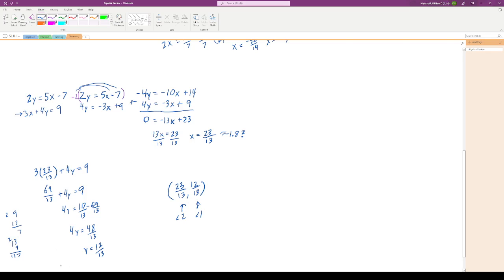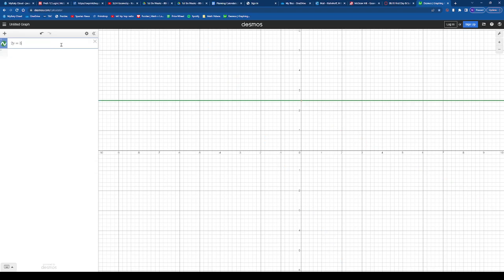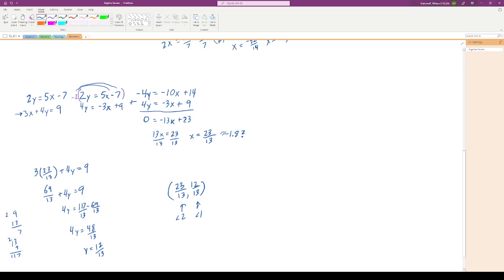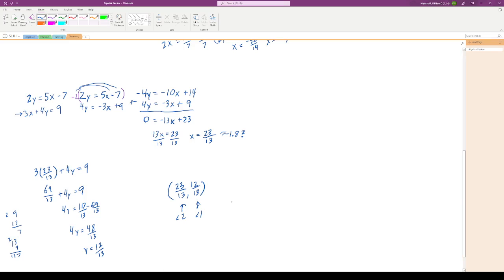So we have 2y equals 5x minus 7. And then our other one was 3x plus 4y equals 9. And our intersection is at 1.77 and 0.9. So again, a little less than 2 and a little less than 1. So pretty much exactly what we had calculated here.